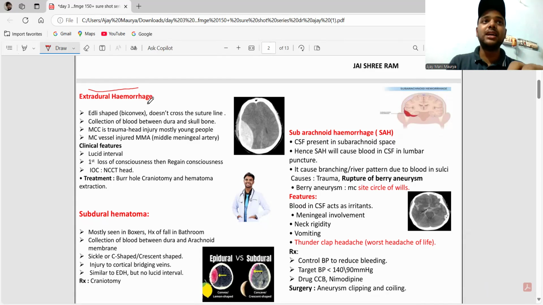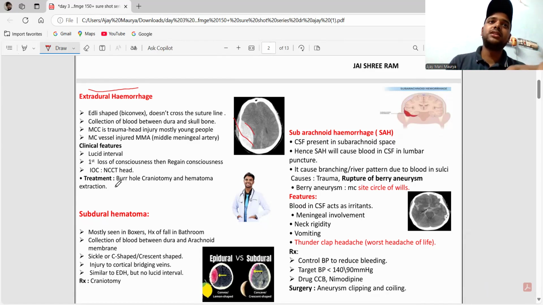That's why it looks like an idli shape, or lemon shape. In the exam, they are just going to give this image, and that's how you have to identify it. For example, they will show this image and ask what is the treatment.